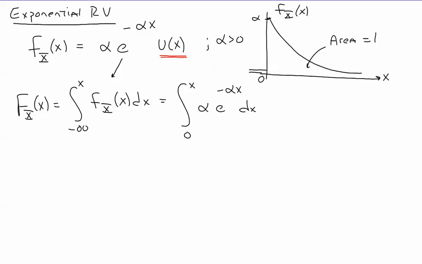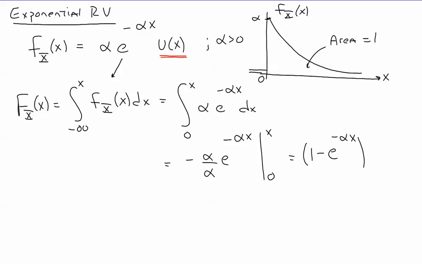We can continue with this. We get negative alpha over alpha e to the minus alpha x, evaluated from the endpoints 0 to x, and that gives me 1 minus e to the minus alpha x. All right, that's performing my integral.